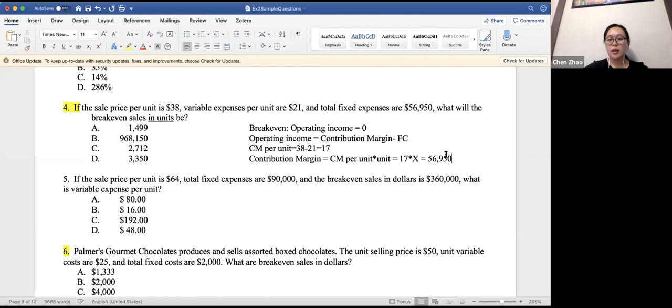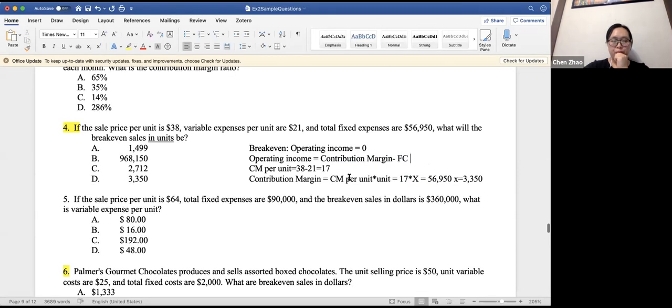56,950, okay? And now it comes to the function to solve X from this. So then X will be equal to 3,350, okay? So this is how we figure out break-even sales. Just remember, whatever you are doing, break-even is to let your contribution margin be equal to fixed cost, okay?